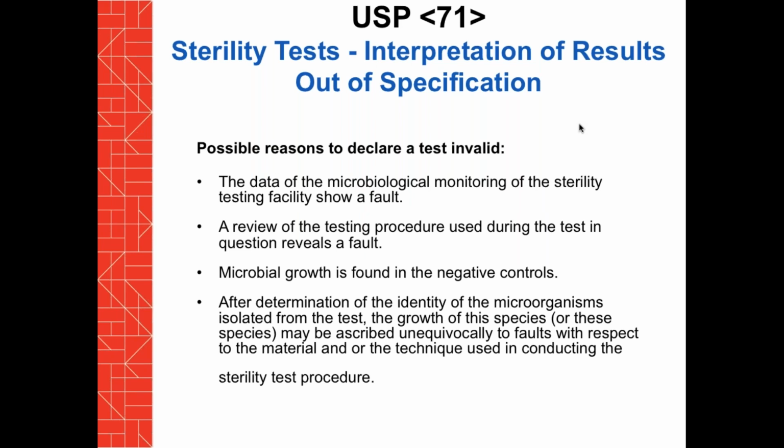Possible reasons to declare a test invalid: the data of the microbiological monitoring of the sterility testing facility shows a fault. A review of the testing procedure used during the test in question reveals a fault. Or worse, microbial growth is found in your negative controls. After determination of the identity of the microorganisms isolated from the test, the growth of the species may be ascribed unequivocally to faults with respect to the materials and/or techniques used in conducting the test.